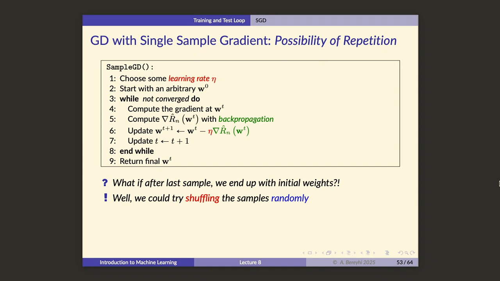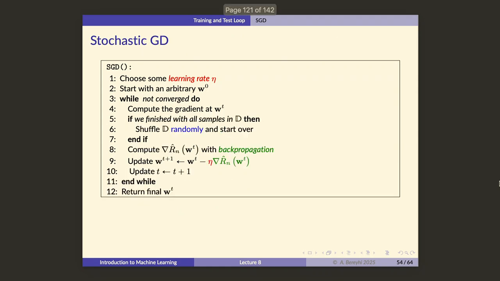So what can you do? Any idea? If instead of using the gradient of r hat 1, the first sample loss, I use another sample gradient, would I end up again at the same point? No, right? So this is the whole idea. I just do random shuffling before I start over with my data set. So now look at this algorithm. This is what you call stochastic gradient descent, right? So it's essentially, again, a sample gradient descent, but you do add this random shuffling to it.